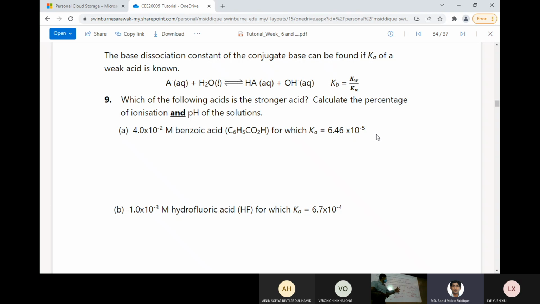But looking at the Ka, can we tell which one is the stronger acid? The bigger Ka means more ionization is occurring. So this is much bigger than this one: negative 4th, and this is negative 5th, which is smaller. So hydrofluoric acid is stronger than benzoic acid.